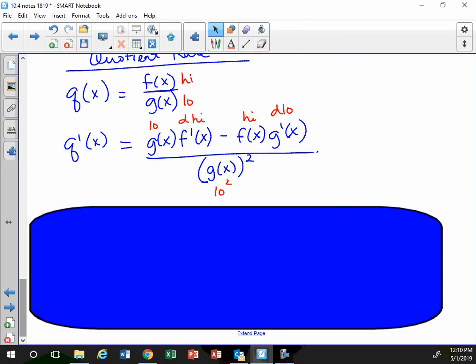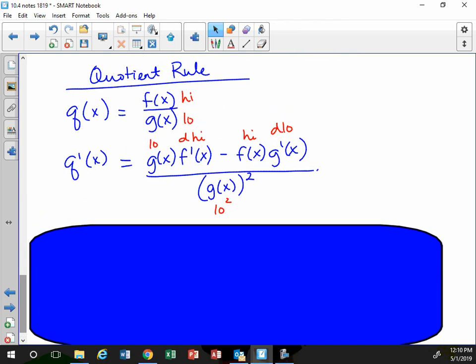Okay, guys. This is your quotient rule. So the red stuff I will explain, but you're starting with a function q of x, and it is f of x over g of x. The derivative is g of x times f prime of x minus, because we're dividing this time, f of x times g prime of x.